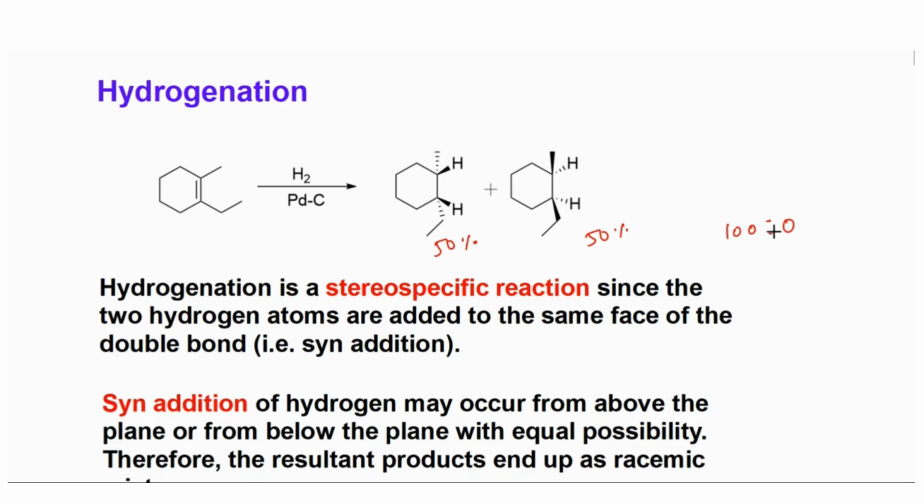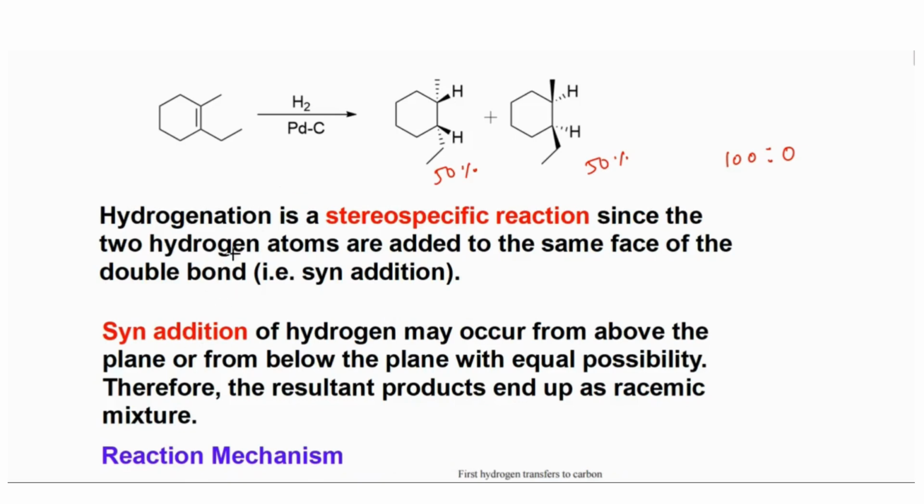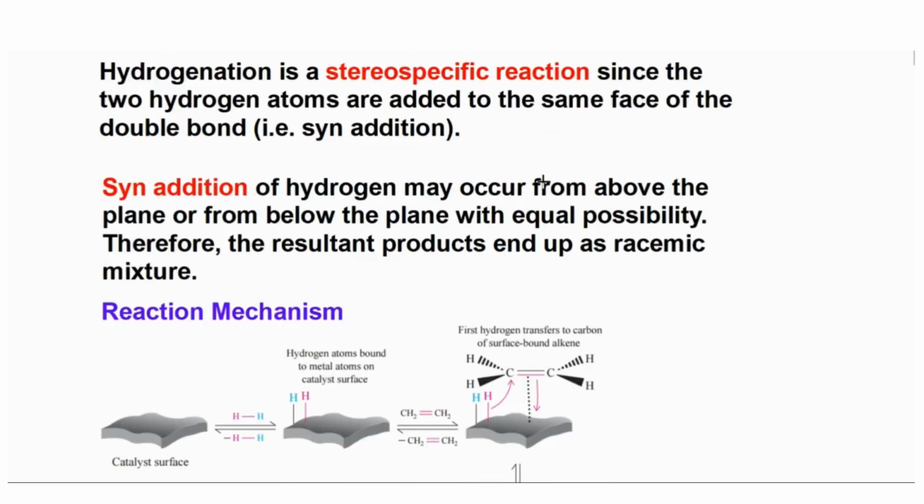Now, as I told you, the syn addition will take place. Both the hydrogens will be added on the same side, either above the plane or below the plane, with equal possibility. That's why we are getting the racemic mixture. This is 50%, this is 50%.